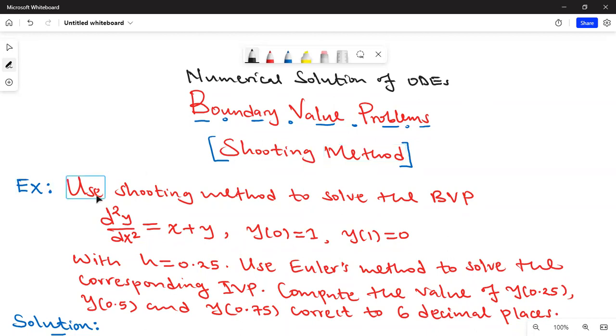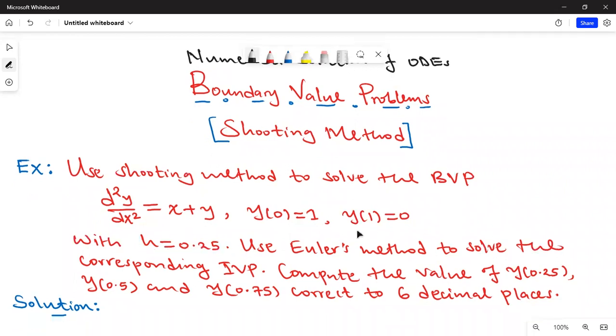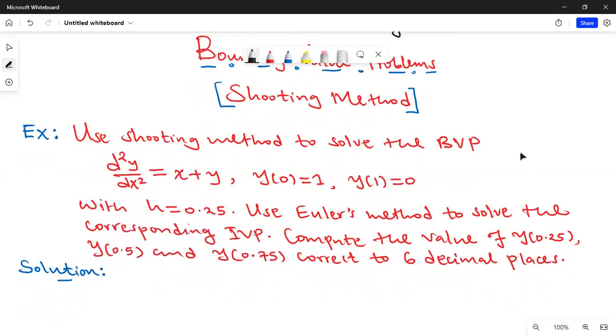So we have this question. We are asked to use a shooting method to solve the boundary value problem given by d squared y over dx squared is equal to x plus y, subject to the boundary conditions that at x is equal to 0, y is equal to 1, and at x is equal to 1, y is equal to 0. With the step size h is equal to 0.25, we use Euler's method to solve the corresponding initial value problem and compute the values of y of 0.25, y of 0.5, and y of 0.75 correct to 6 decimal places.